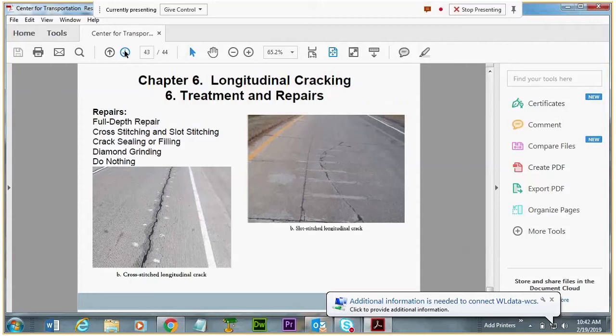Some of the ones that we did include were the full depth repairs for longitudinal cracking, the cross stitching, mainly because you don't see that often. The crack sealing, of course you do. Slot stitching, you don't see that often, but we did put it in the manual. Diamond grinding and filling. Next slide.